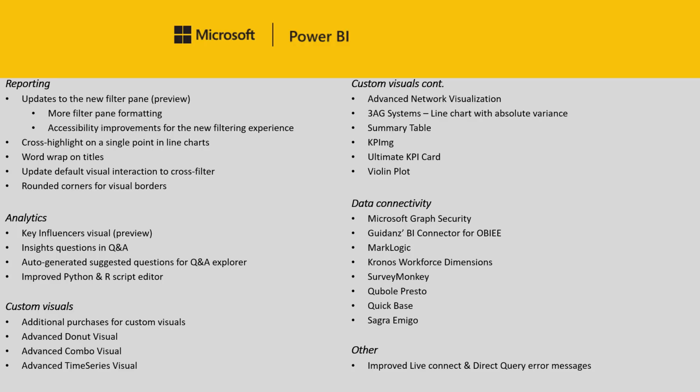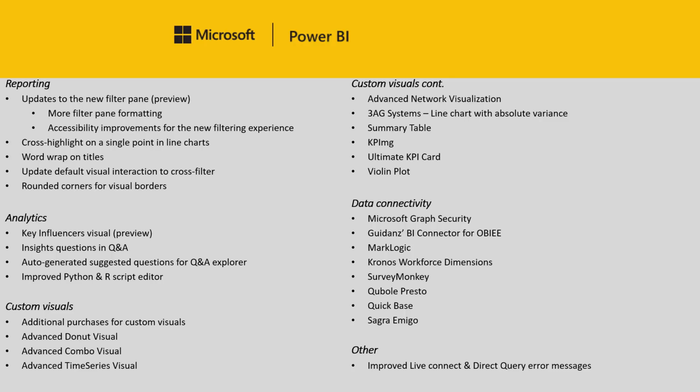Next, we have the QuickBase connector. For some background, QuickBase enables you to build your own custom application for you to manage your data and automate processes. Now, last on our list for data connectivity, we have the Sagra Emigo connector. Emigo supports sales organizations by automating daily sales activities. With this connector, you can visualize your Emigo inventory data, orders, surveys, and more, all in Power BI.